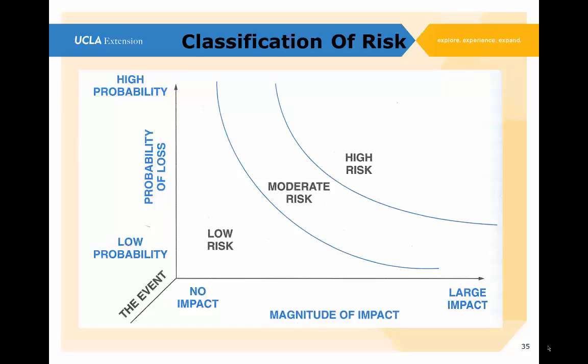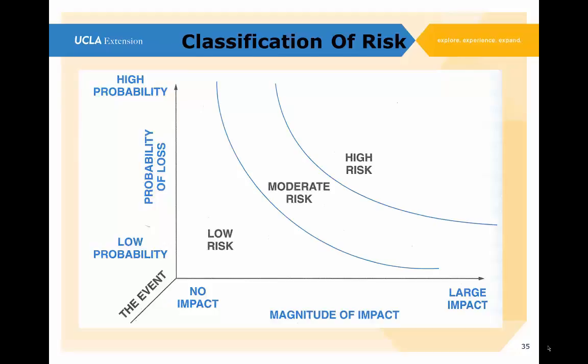At the origin, it's a low probability. As we go up, it becomes a higher and higher probability. And then at the origin itself, we talk about the event. Let's say we have an event. If it's a low probability and very low impact, we consider it a low risk.